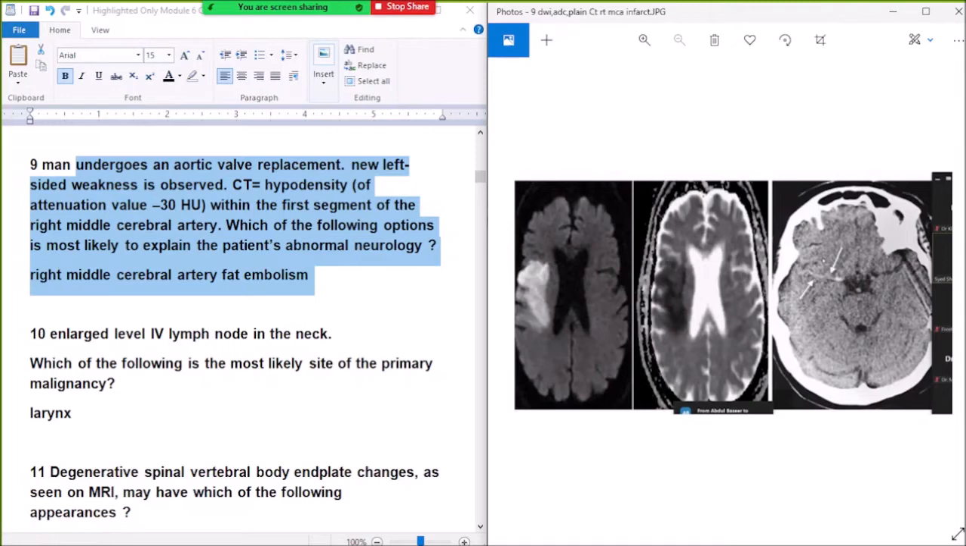Then again, middle cerebral artery infarction. Dense MCA sign is seen, with changes on DWI and ADC. Middle cerebral artery infarction.